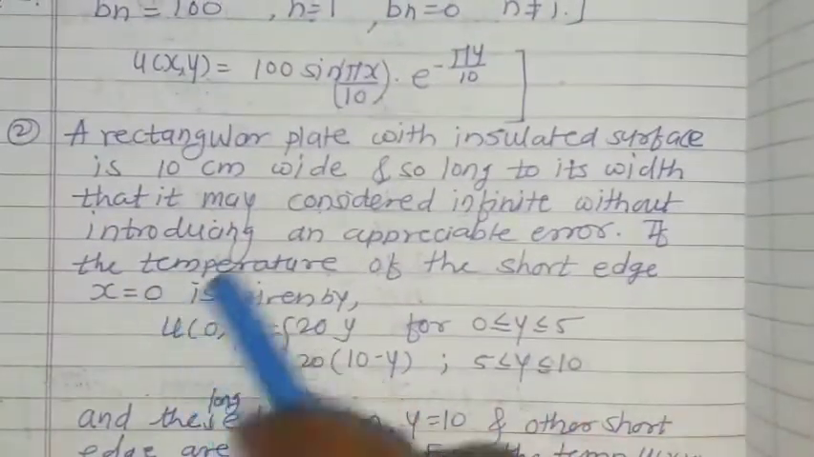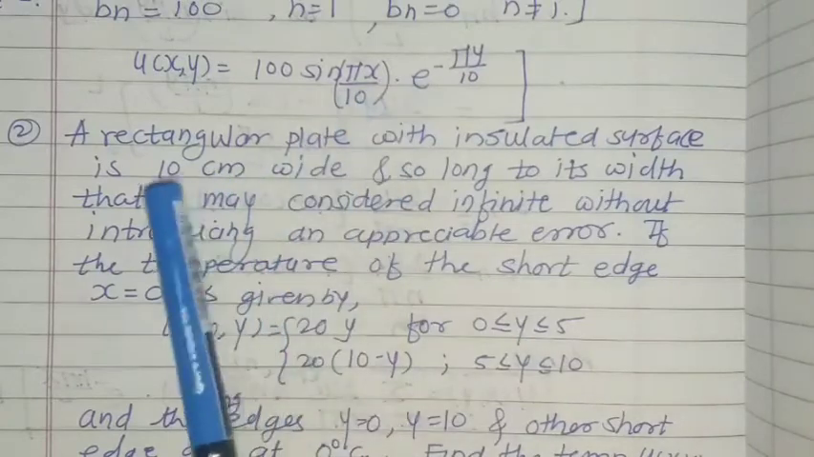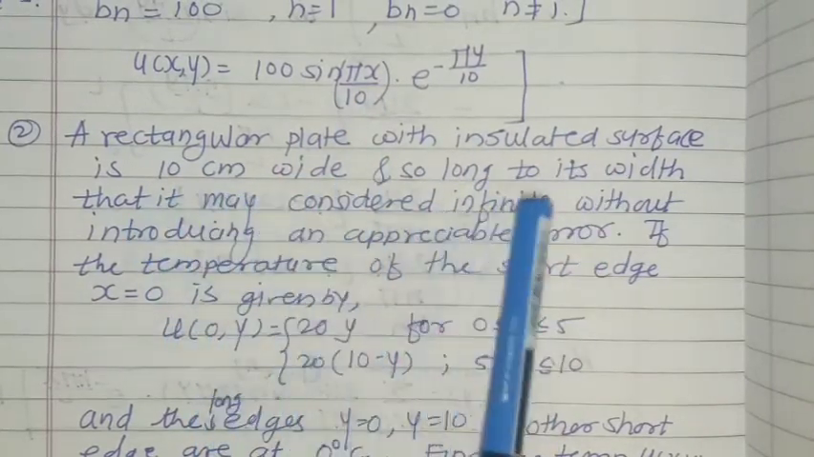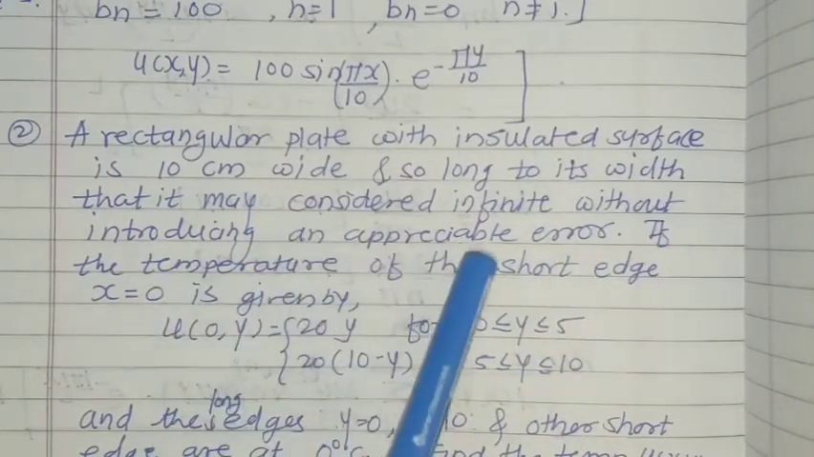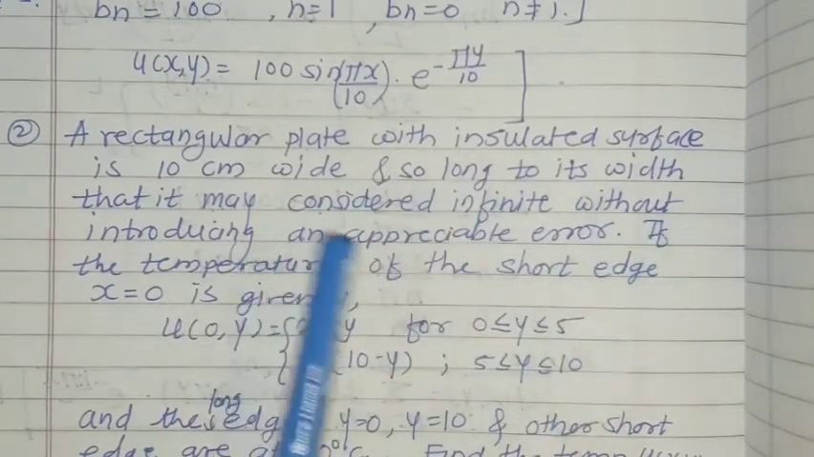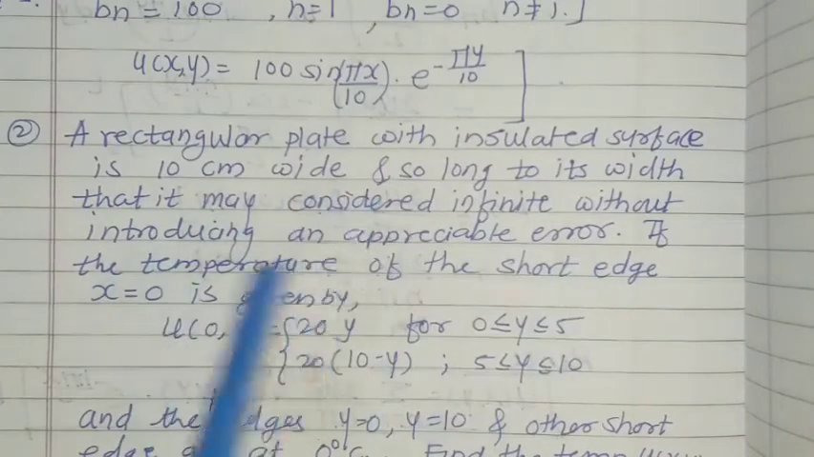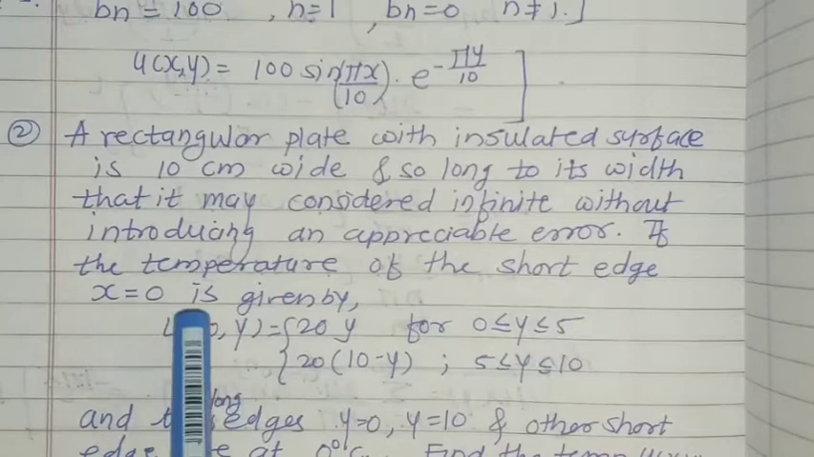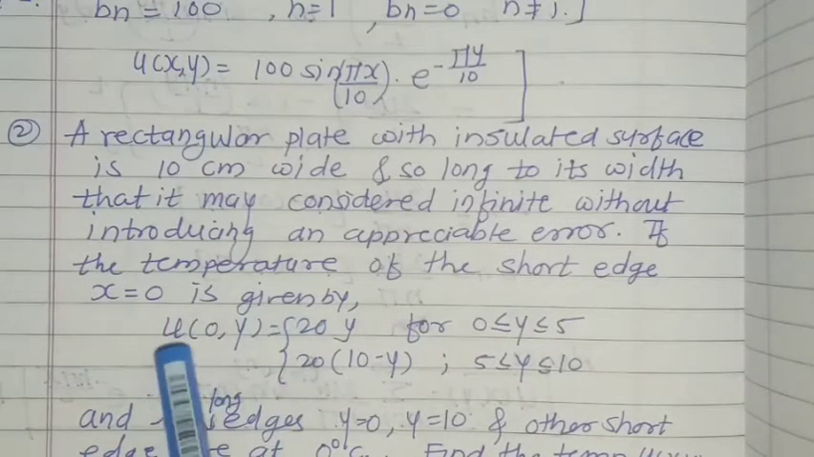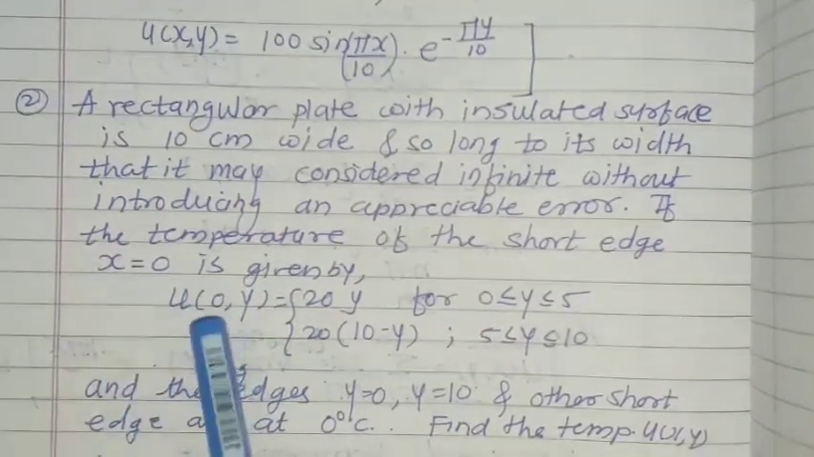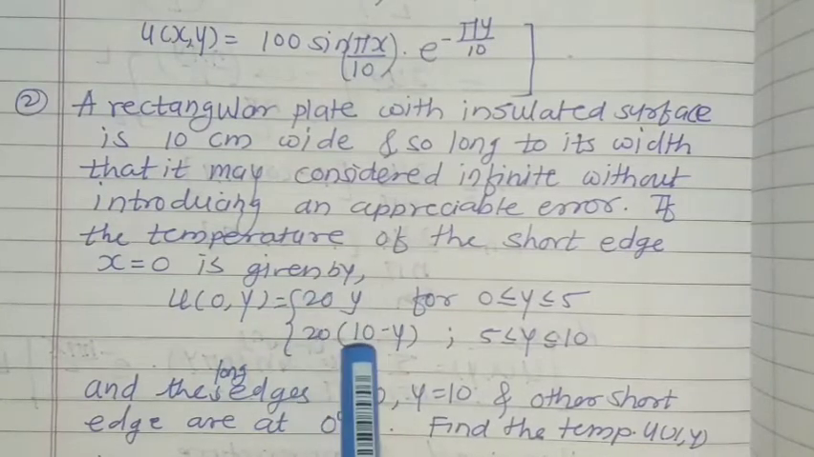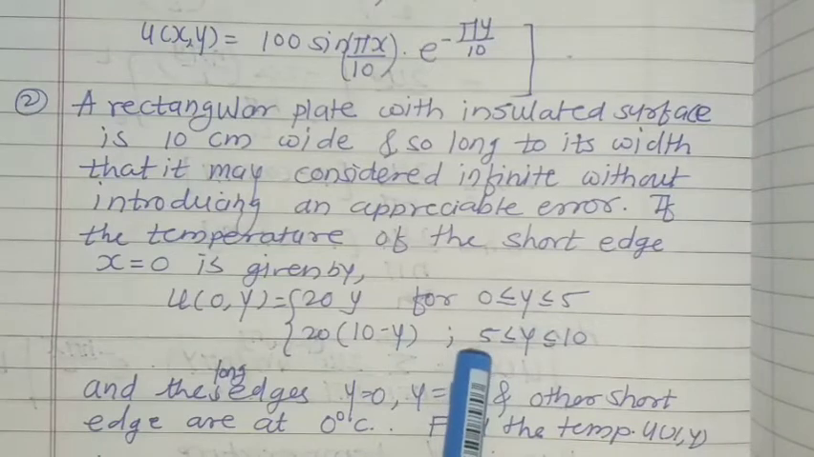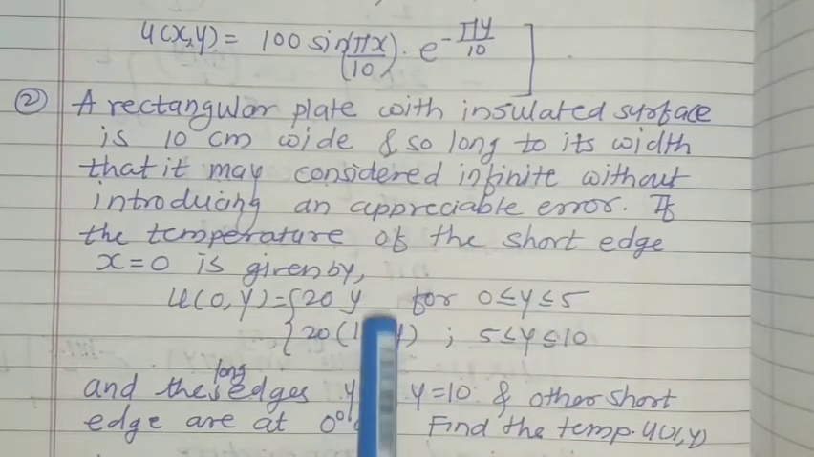Next, a rectangular plate with insulated surface is 10 cm wide and so long compared to its width that it may be considered as infinite without introducing an appreciable error. If the temperature of the short edges at x equal to 0 is given by u of 0 comma y equal to 20y when 0 to 5, and 20 times (10 minus y) when 5 to 10. So this is like a discontinuous function.